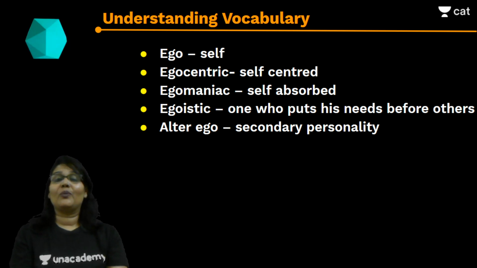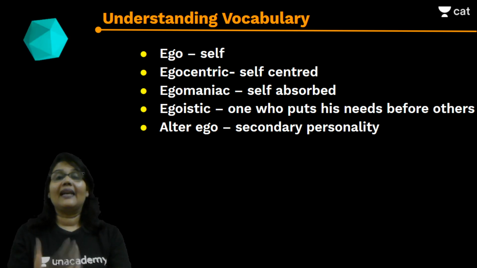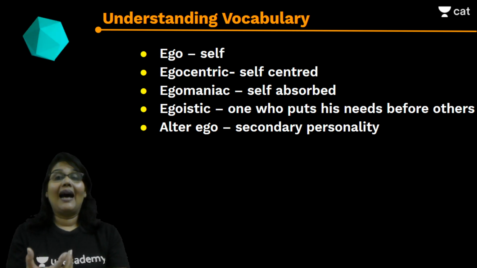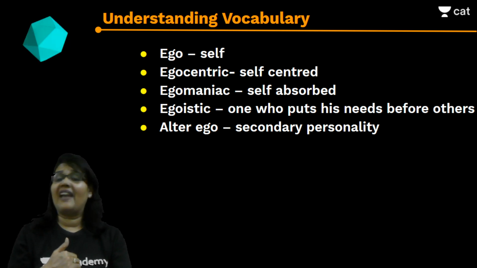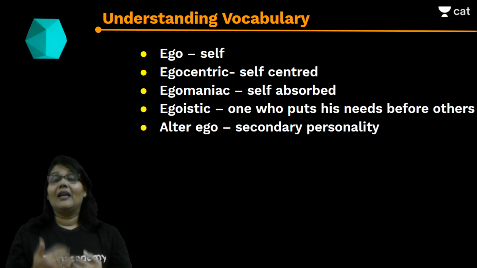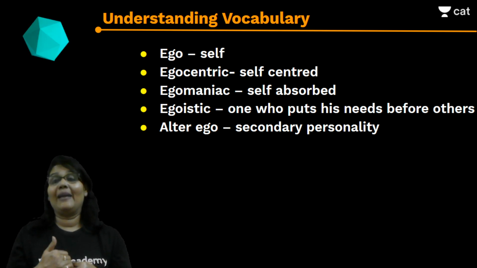Then we have the next one which says alter ego. Alter ego means a secondary personality. Secondary personality, what do you mean by that? At times what happens, guys, is we don't project the real person in us, right? In front of people, we are very sweet, we are very humble, but there is another personality which exists within us, and that personality may be very proud, very different from what we show to the world. Okay? So, again, it has got to do with self. Someone who projects himself in a different manner from what he actually is within himself.